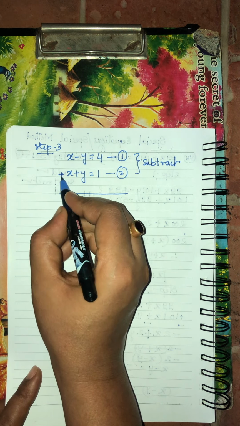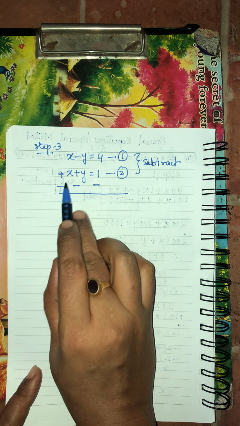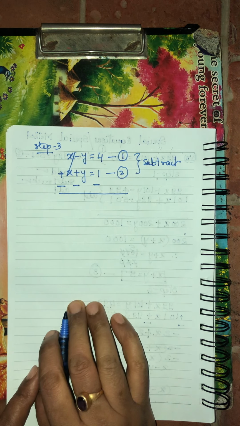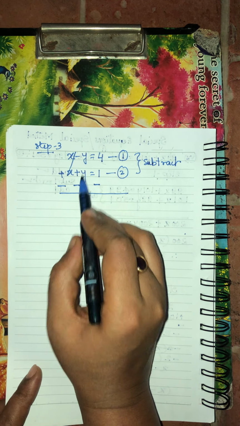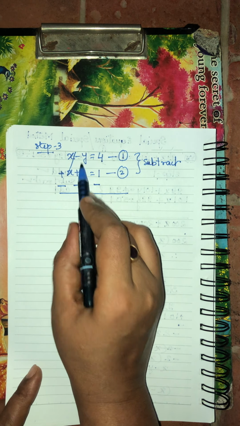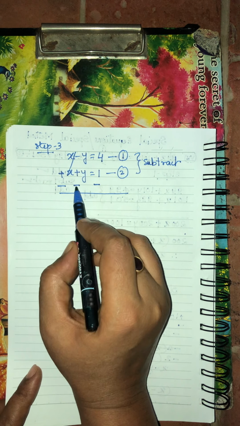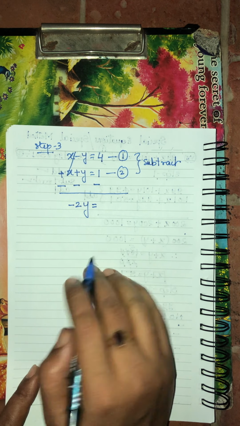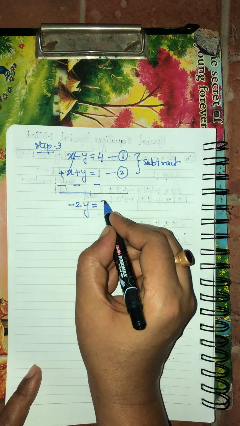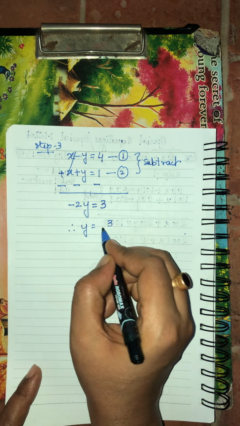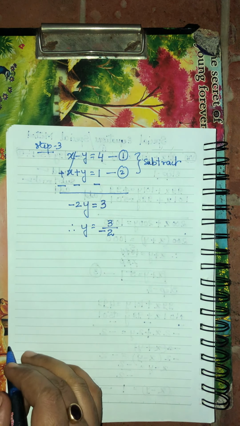Subtraction will change the signs again. The positive becomes negative, that is minus x, minus y, and minus 1. So positive x and minus x will get cancelled. Minus y and minus y. Children, no digit is given over here, no coefficient is being shown, which means it is always 1. So minus 1 gives you minus 2y, as it is equal to 4 minus 1, which is 3. Therefore, y is equal to 3 upon minus 2.